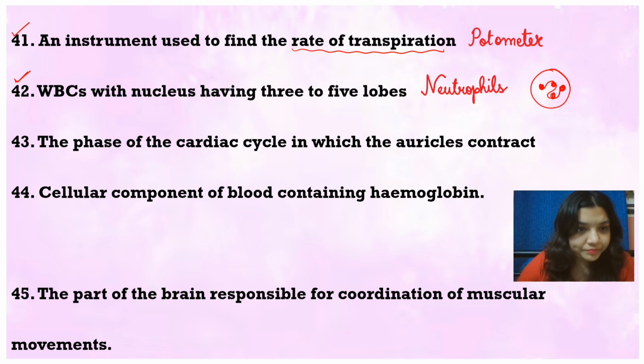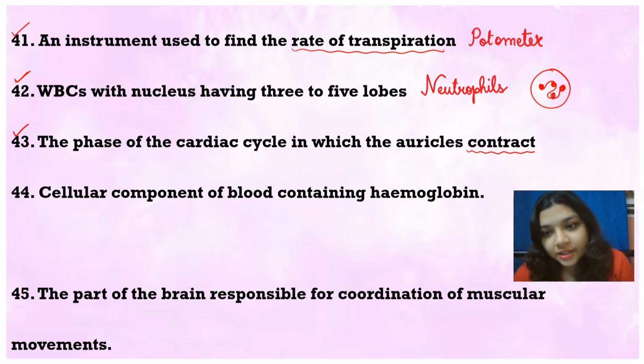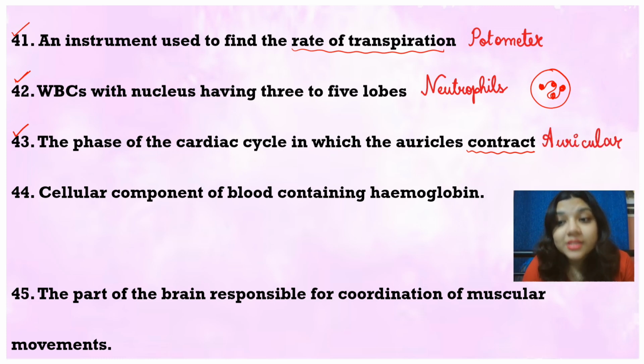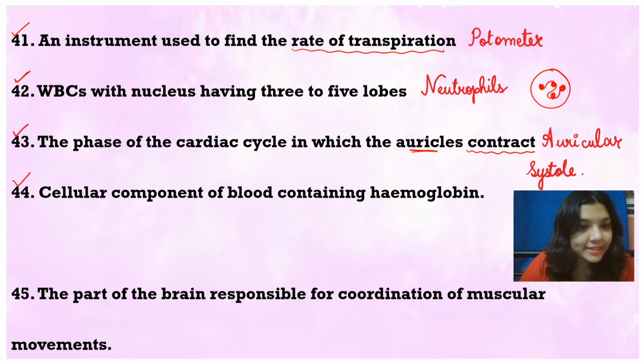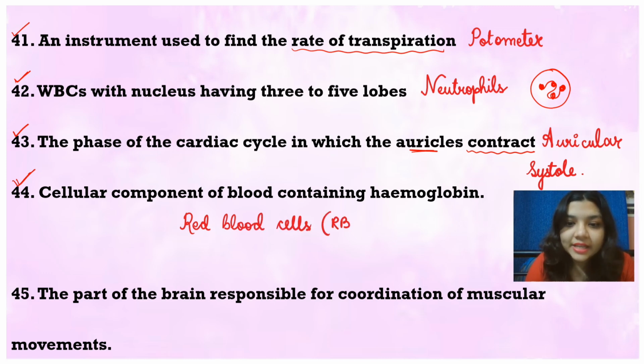Okay. Then the phase of the cardiac cycle in which the auricles contract. So as you see contract, we know that this is the auricular systole, right? Contract means systole. And since the auricles contract, so it is the auricular systole. Next, cellular component of blood containing hemoglobin. So these are the red blood cells abbreviated as the RBCs. Also, the red blood cells are known as the erythrocytes. Okay, so erythrocytes can be a correct answer.